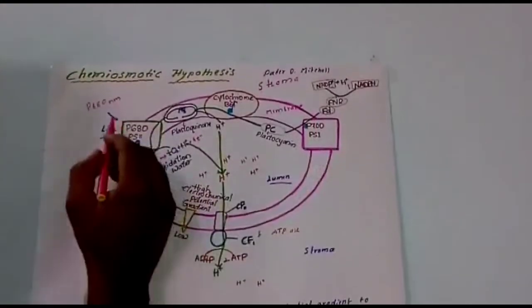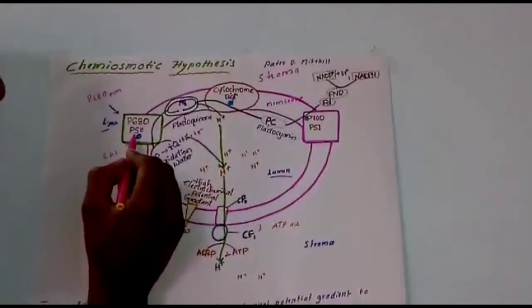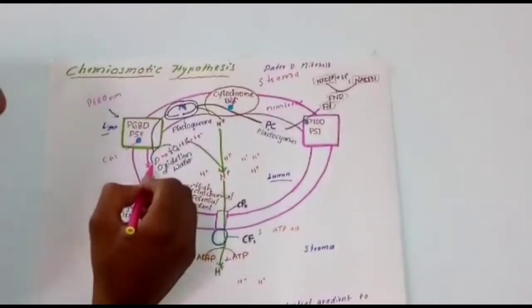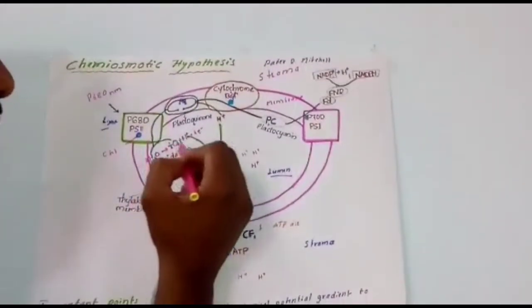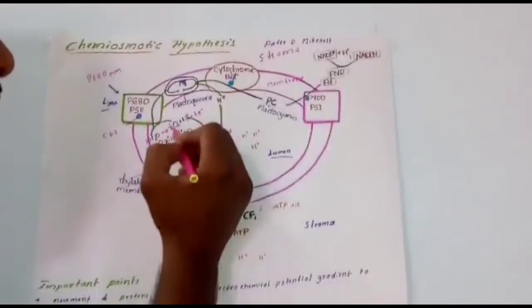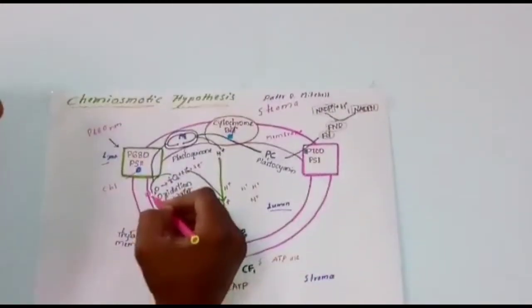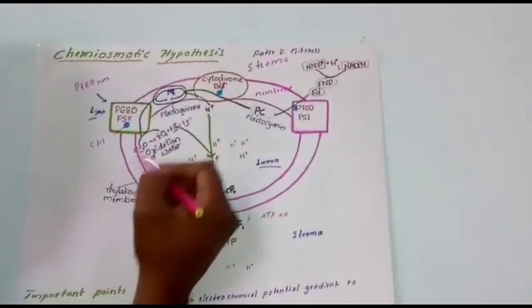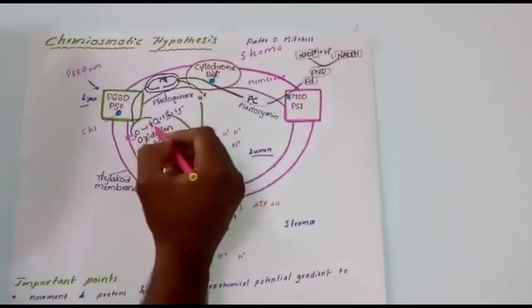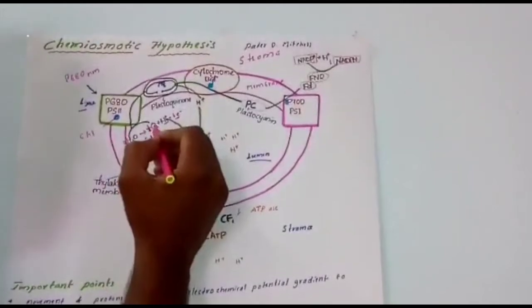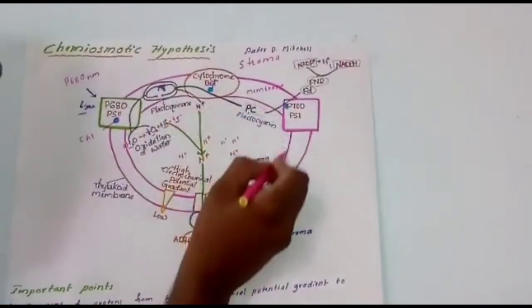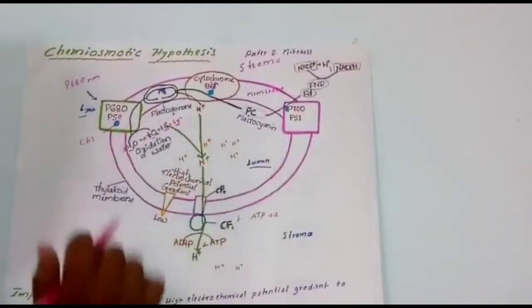In this process, light is captured by photosystem 2. That light has an effect on the water. Then water molecules split into electrons, protons and oxygen. From every 2 water molecules, 4 protons and 4 electrons come out, along with 1 molecule of oxygen. This oxygen is liberated into the atmosphere, and these protons and electrons are present within the lumen portion.